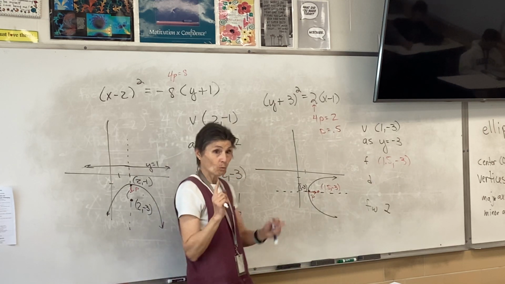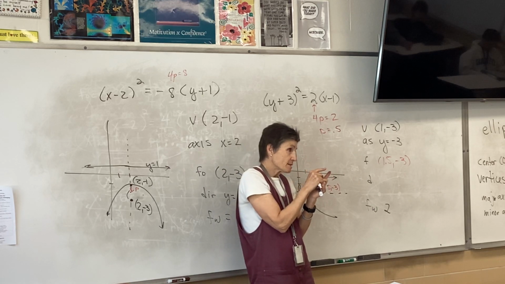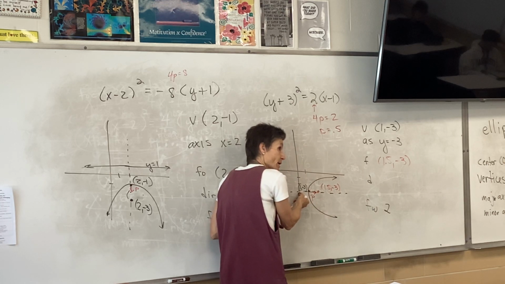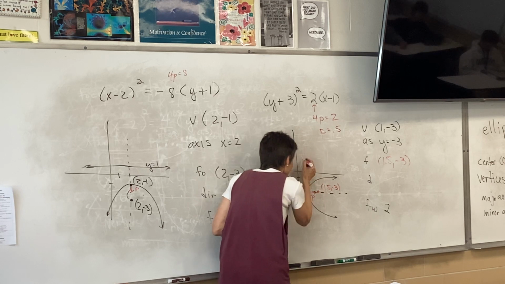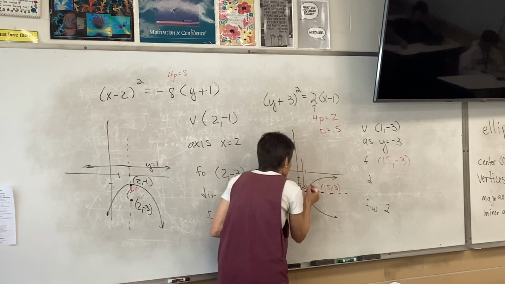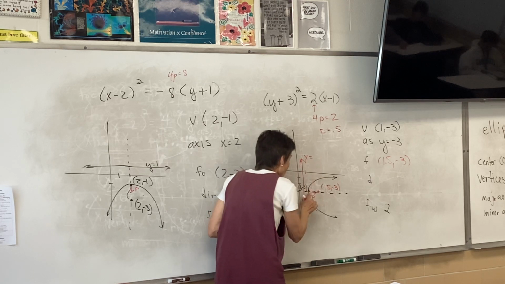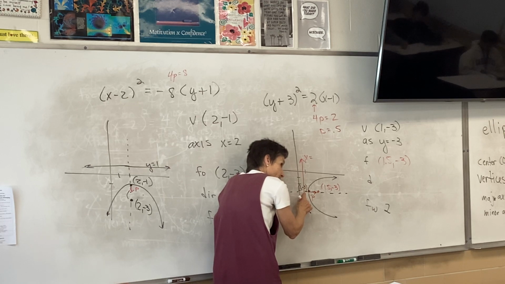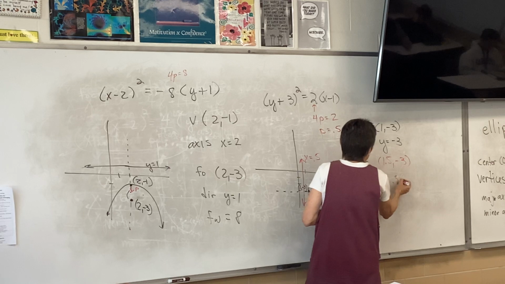If you went that way 0.5 for your focus, you're gonna come backwards 0.5 for your directrix. So just march over 0.5. There's your directrix. X equals what? Where are you x-wise if you come back a half? 0.5. Perfect.